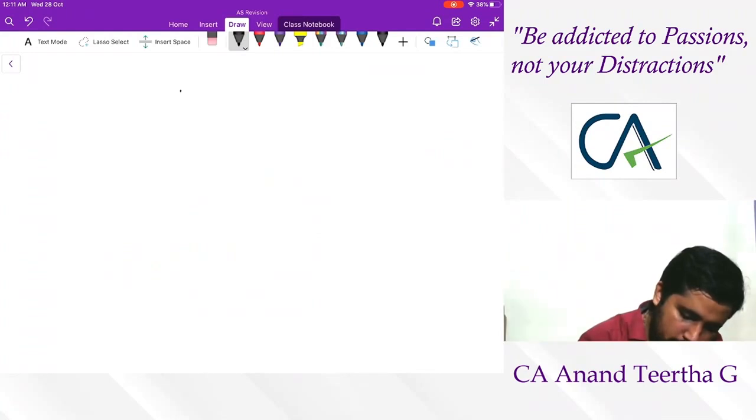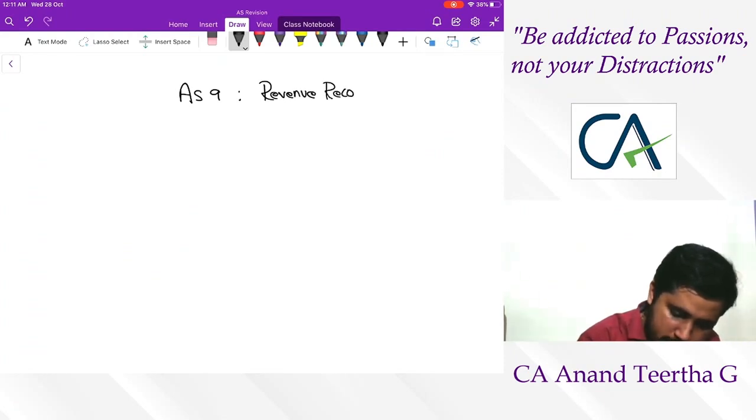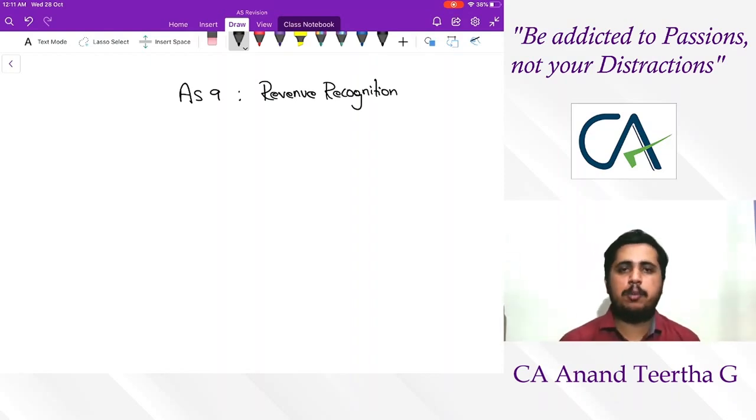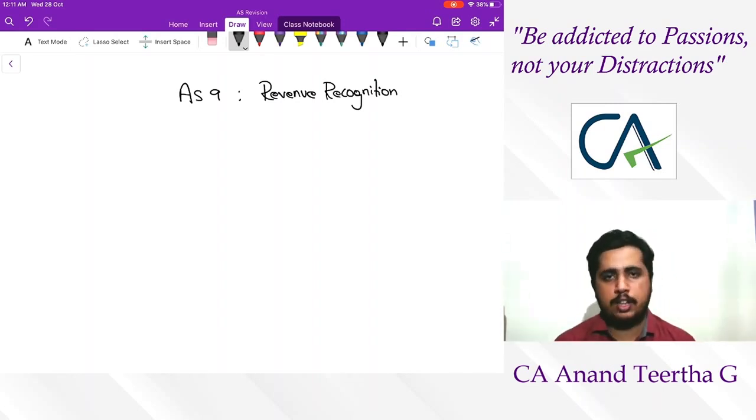AS 9 is revenue recognition. Practically it is one of the very important standards because revenue is one of the major elements of any profit or loss statement. Because of that, this one standard is very important from the practical note. At the same time, from the exam point of view also, normally a practical question is asked, a practical case study. You have to decide based on the rules of AS 9 and give your answers accordingly.